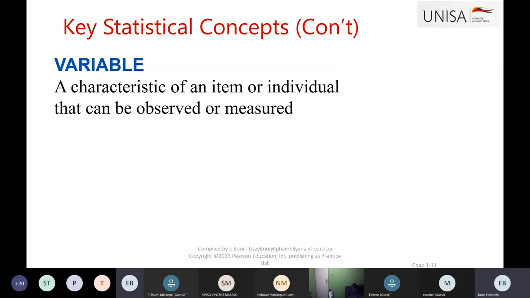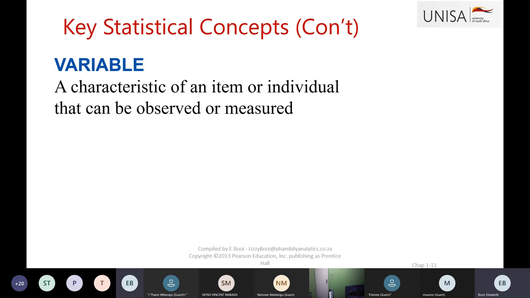So a variable, let's say gender: you can observe a person by looking at the person, but these days we can no longer do that. But previously, in the olden age, you would observe a person and say, that is a female, and observe another person and say, that is a male. That is a variable. Or you cannot just look at a person and say that person is 1.67 tall. You need to take a measuring tape and measure the person's height, and then you will say that person is 1.67. That is how you measure. So a variable is something that you can observe or you can measure.